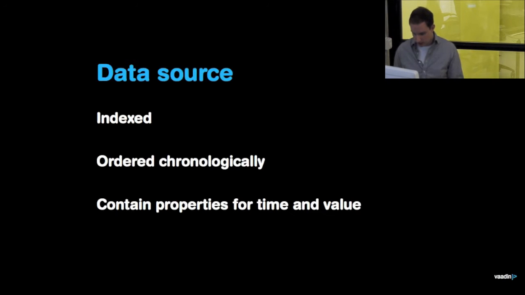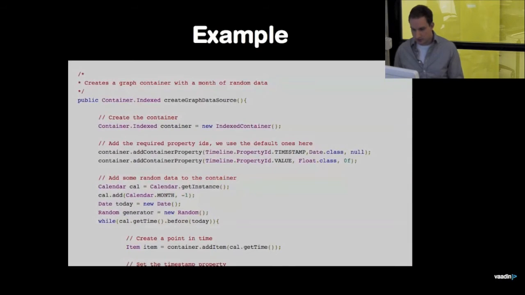I could show you an example of how you could construct this. It's very basic. You just create a container which implements the container indexed. Then you add to it the two properties, the timestamp property and the value property. The property IDs can be anything you like. The timeline contains these convenience property IDs which you can use, but of course you can select your own.